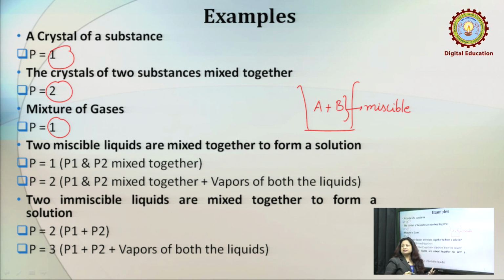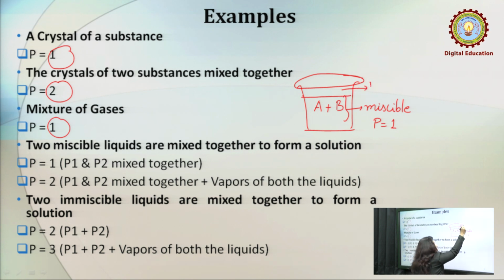If these are miscible, then they mix together to constitute a single phase system. So if they are miscible, P is equal to 1, the number of phases will be 1 here. Now there is another case wherein suppose these are 2 liquids which are mixed together and it is covered. So there is another phase, you can see that these are vapors of A and B. So this is constituting another phase, right?